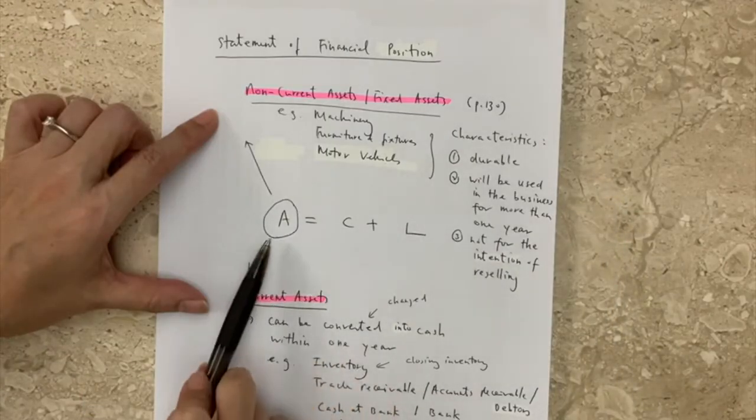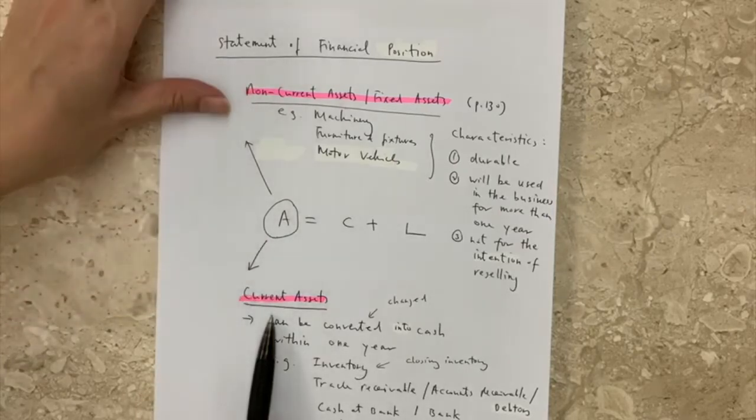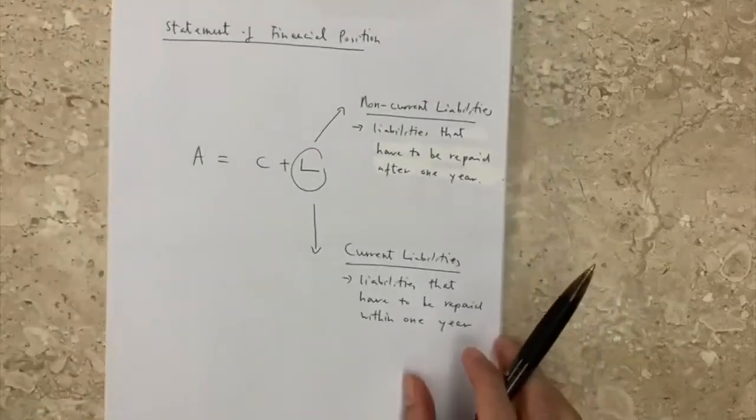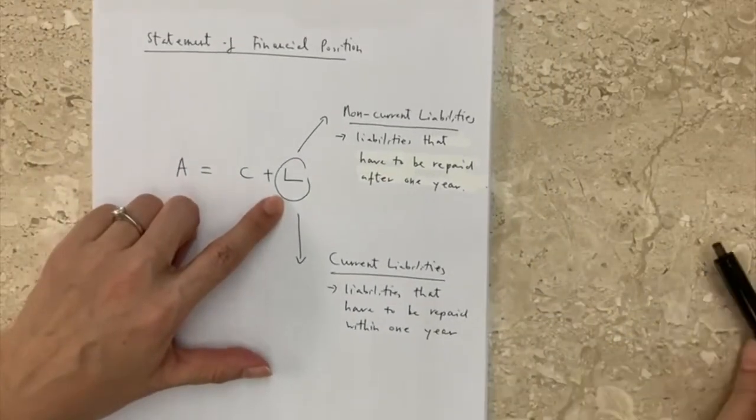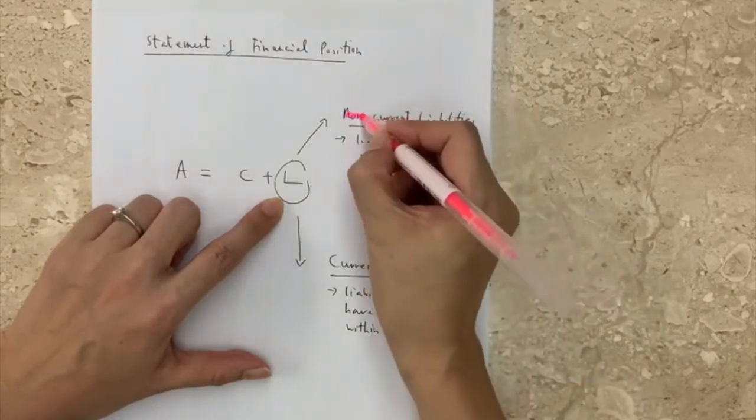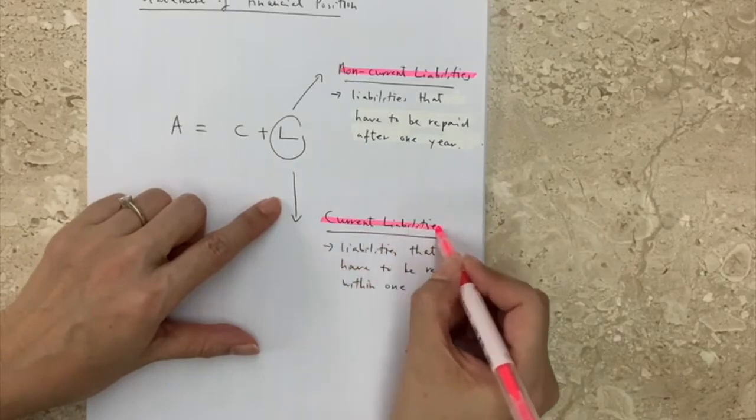Okay, so for the assets, we have two kinds of assets, non-current assets and current assets. After that, we come to liability. Here we have two kinds of liabilities. They are non-current liabilities, and then another one is current liabilities.